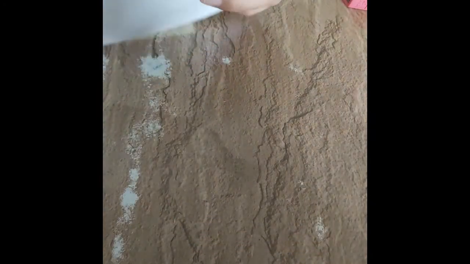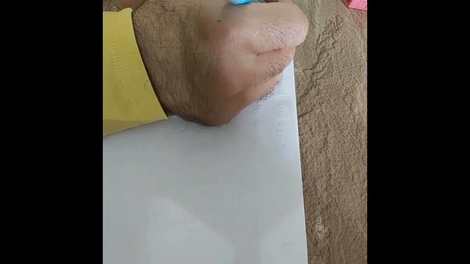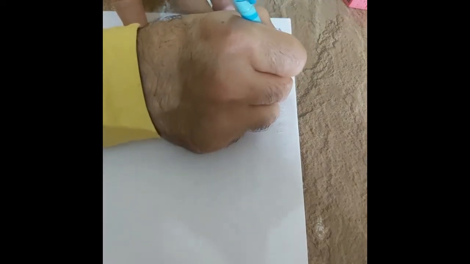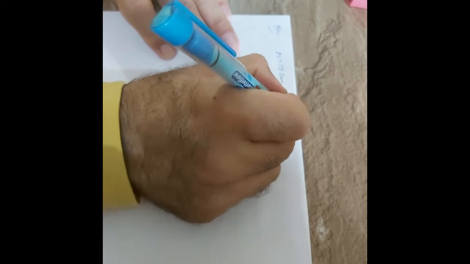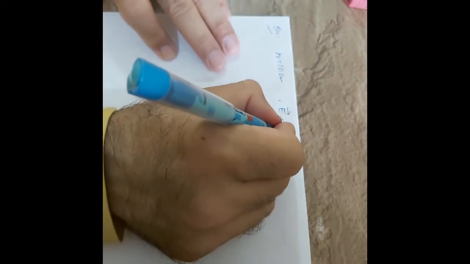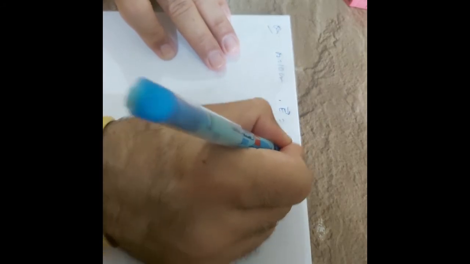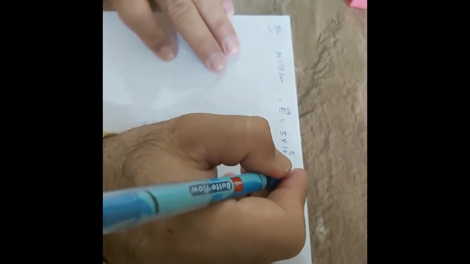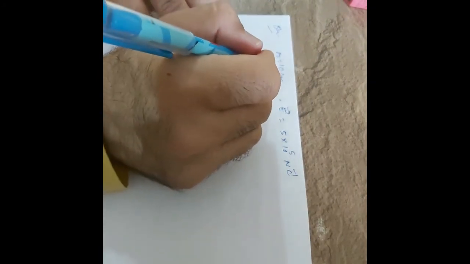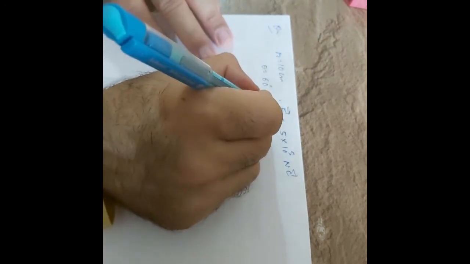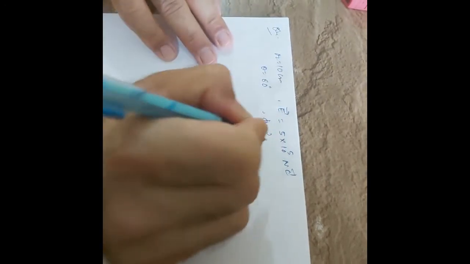Now the next question is: a circular sheet of radius 10 centimeter is placed in a uniform electric field of 5 × 10^5 Newton per Coulomb, making an angle of 60 degrees with the direction of the electric field. Calculate the electric flux through this.